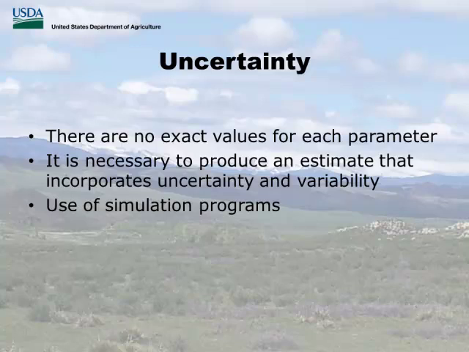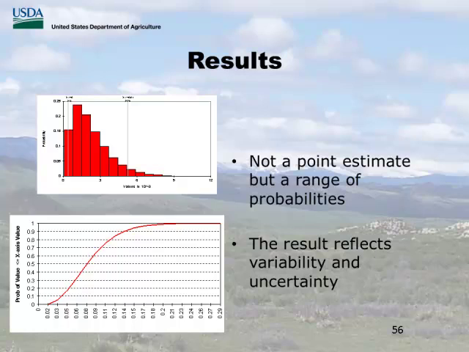There's uncertainty. There's no exact value for any of these parameters. It's necessary to produce an estimate that incorporates that uncertainty and variability. And this is where a lot of times you'll see the use of the simulation models running multiple equations of the risk happening, coming up with the different uncertainty. Again, it's not a point estimate. It's going to be a range of values of the probabilities. It's going to reflect that variability and uncertainty.